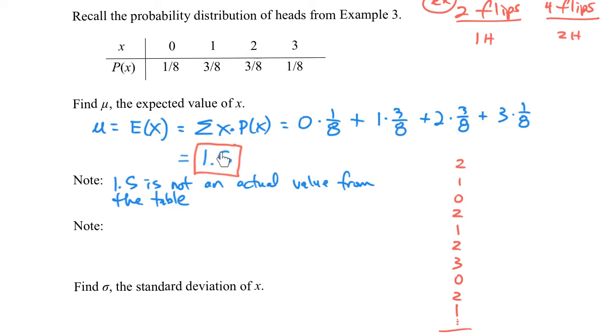3 coin flips, half heads. 2 coin flips, half of them heads. 4 flips, half of them heads. So it's the same as what we were doing here, but it's just an odd number of flips, so you get a value that's not actually on the table.